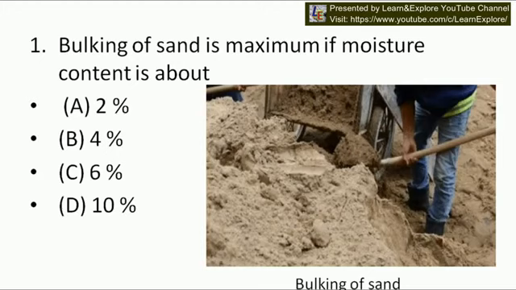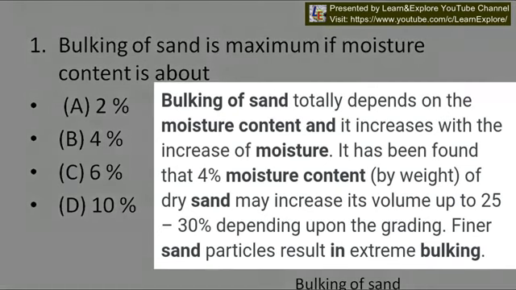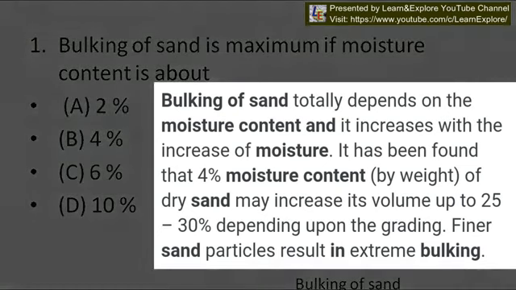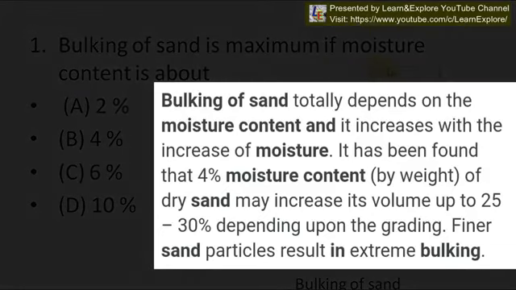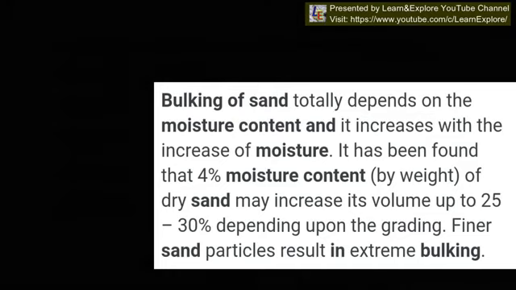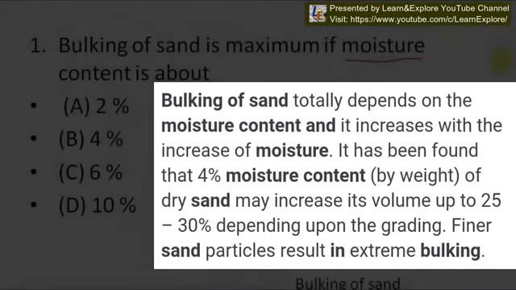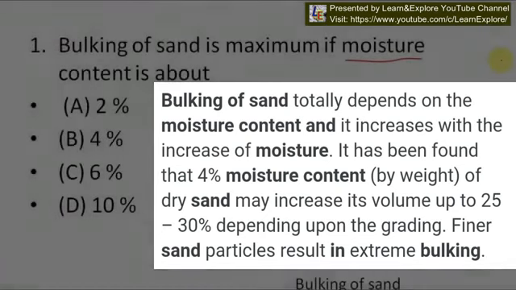So the buckling of sand is nothing but the volume of dry sand increased due to absorption of moisture, right? This volume increase of dry sand is known as buckling of sand. And one more thing is that the buckling of sand totally depends on the moisture content and it increases with the increase of moisture. And it has been found that 4% moisture content by weight of dry sand may increase its volume up to 25 to 30%.